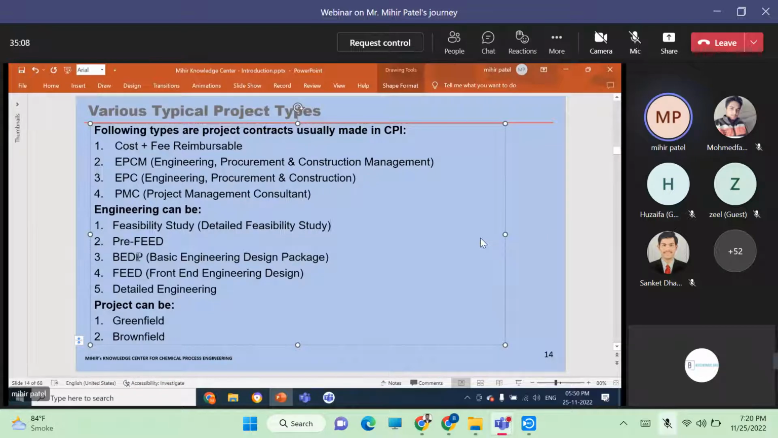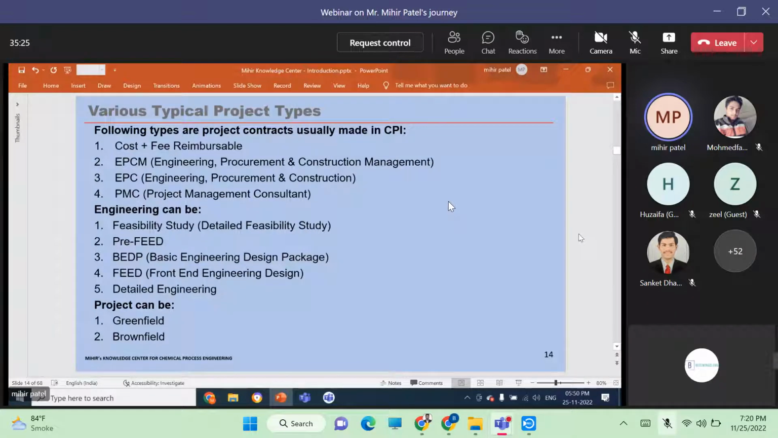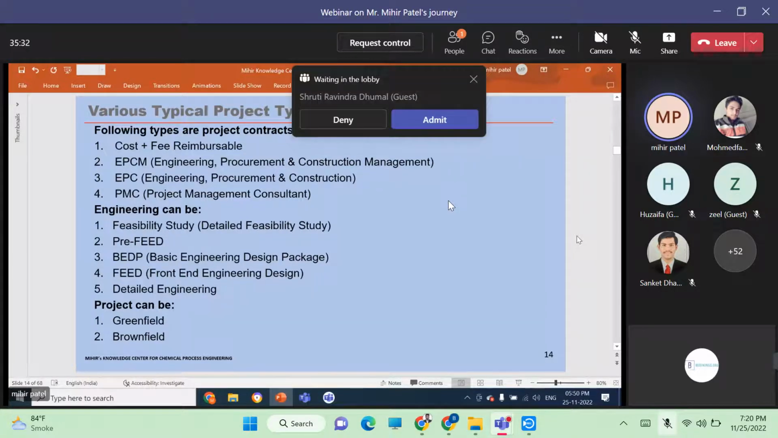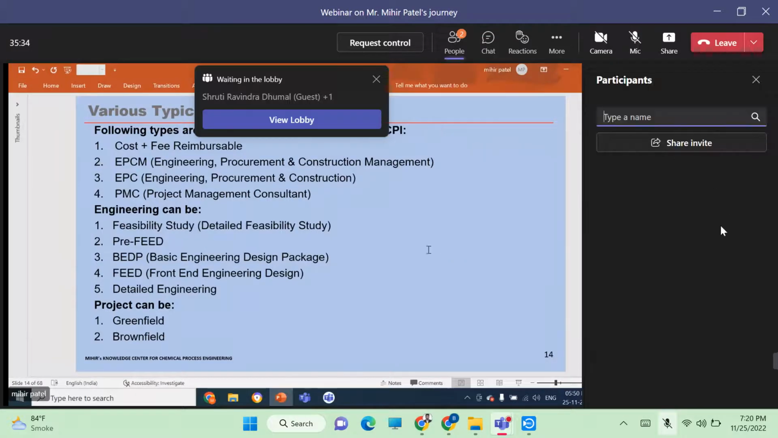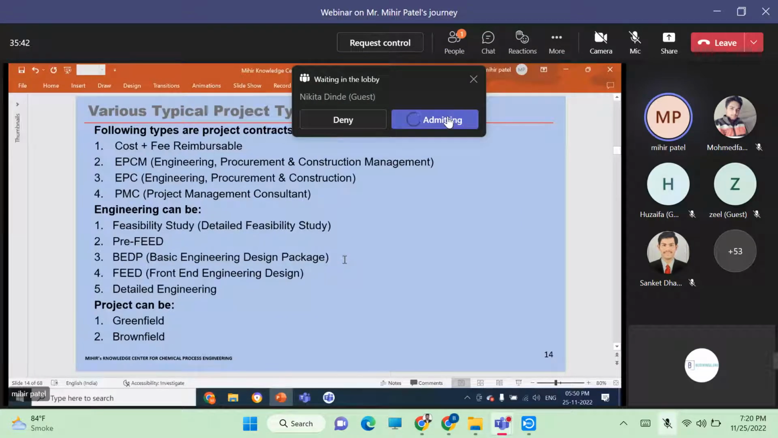Then you have pre-FEED. BEDP is there, which is basic engineering design package. This is normally produced by the licensor. For example, if you have an alkylation plant, the alkylation plant licensor normally is UOP, Universal Oil Products. They are masters in the alkylation technology. So they will give a BEDP package to the engineering consultant. UOP calls it Schedule A, the Schedule A package. That contains all the information using which the engineering consultant carries out further engineering, detail engineering, etc.